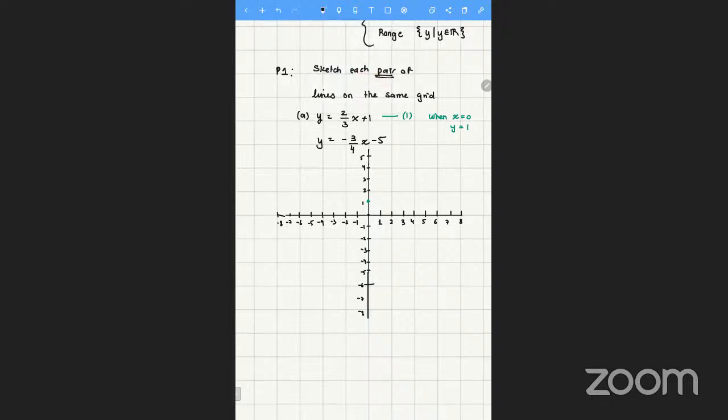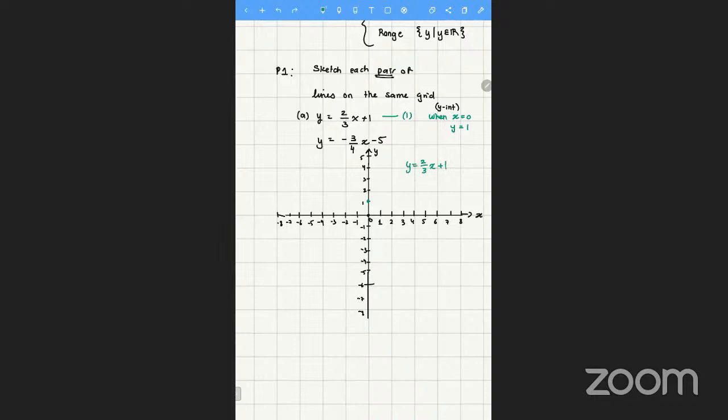Y-intercept is always when x equals 0. How do you know? This is the y-axis, this is the x-axis, right? So when x is equal to 0, y is equal to whatever, wherever something passes the y-axis, that's the y-intercept. That's what it means. I should look at the equation. Y is equal to 2/3 x plus 1. Should I write it again here? Y is equal to 2/3 x plus 1.